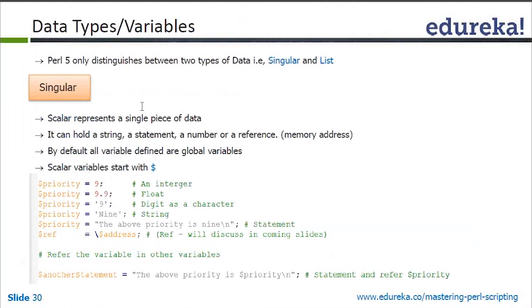I'll go to the next slide. So, the data types. This is the most important thing in Perl. It is very much different from C, for people who have prior experience writing code. In C and C++ we have int, float, char. We don't have this kind of data types at all in Perl. What Perl 5 specifies is singular or list. Singular is what we specify as scalar.